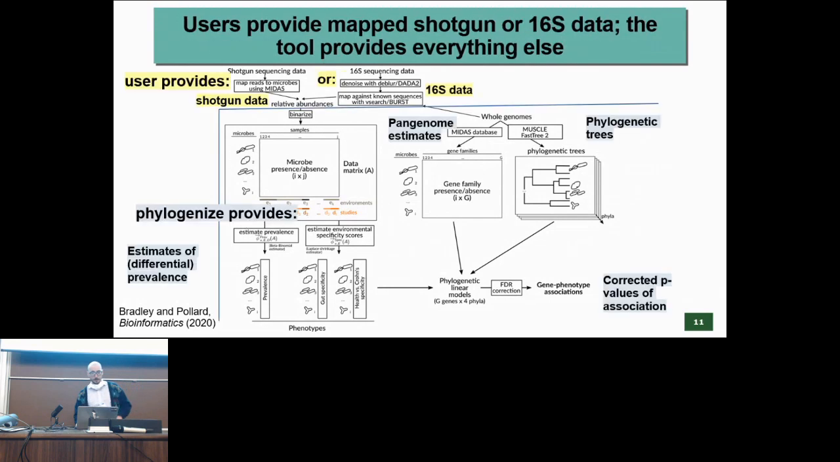And this is a very complex slide, so I'll just give you the highlights here. Basically, the users would provide either shotgun data, mapped shotgun data, or 16S data, and then Phylogenize takes care of the rest. So we provide the estimates of what genes are in the pangenomes, we provide the phylogenetic trees relating the species, and we also estimate our measure of enrichment, which in this case is differential prevalence. I'll get back to that in a couple of slides. And then we report the associations that we find by fitting these models.